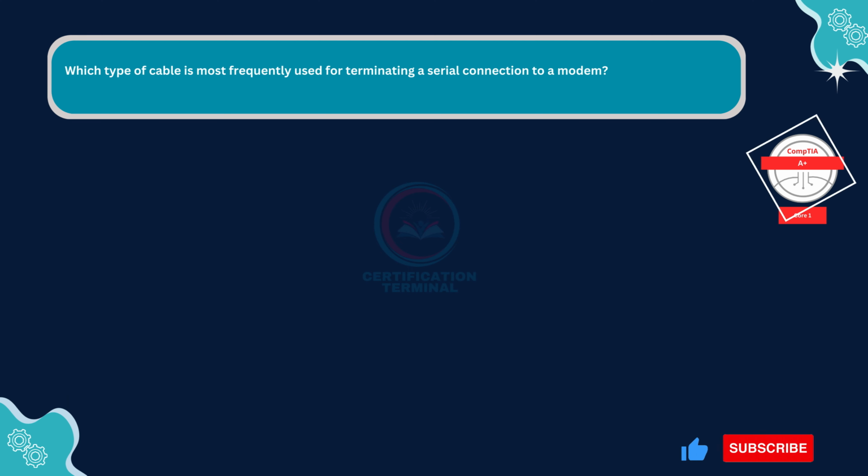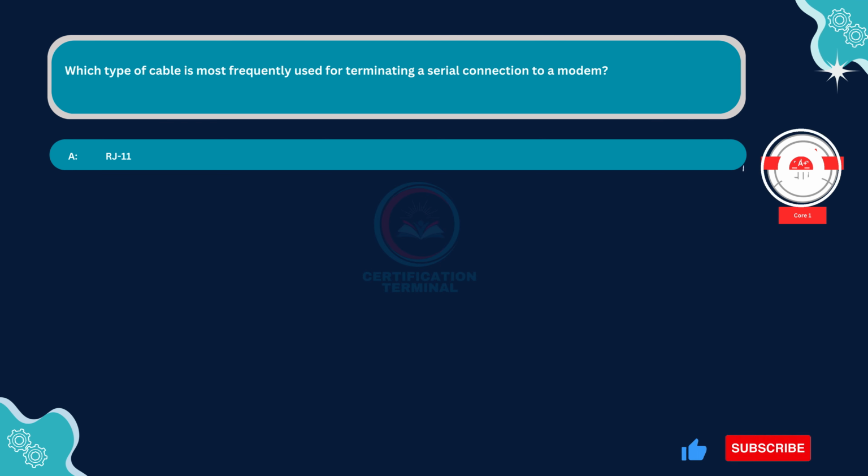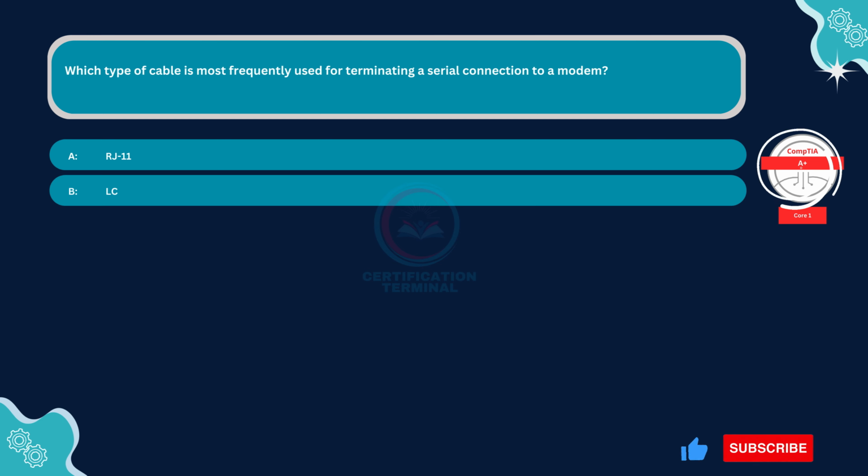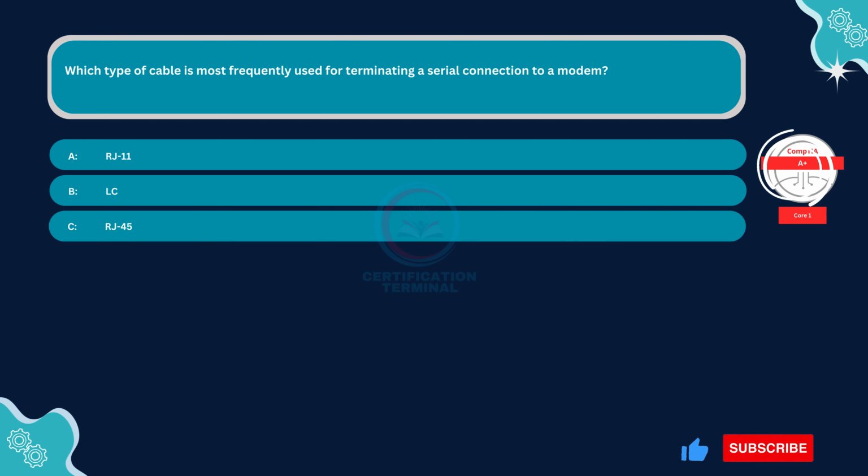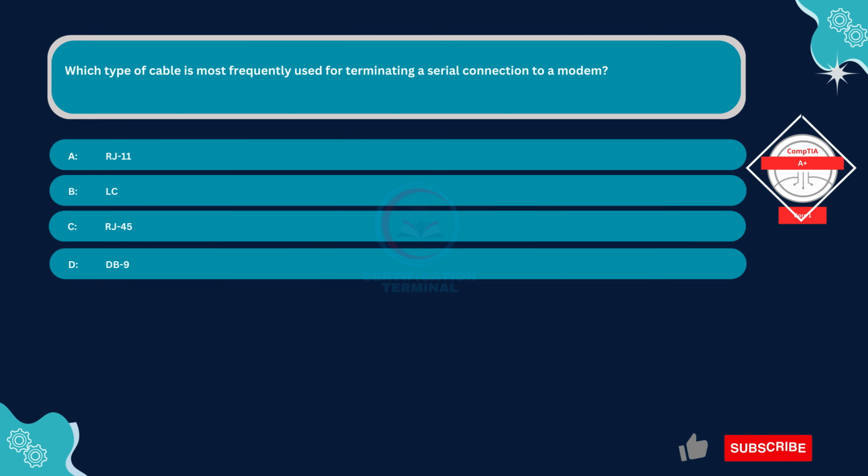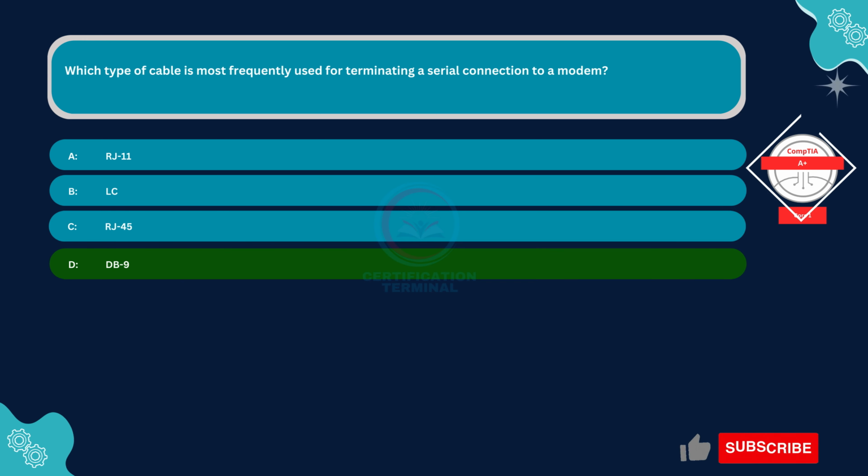Which type of cable is most frequently used for terminating a serial connection to a modem? Option A, RJ11. Option B, LC. Option C, RJ45. Option D, DB9. The correct answer is Option D, DB9, also known as RS-232 cables.